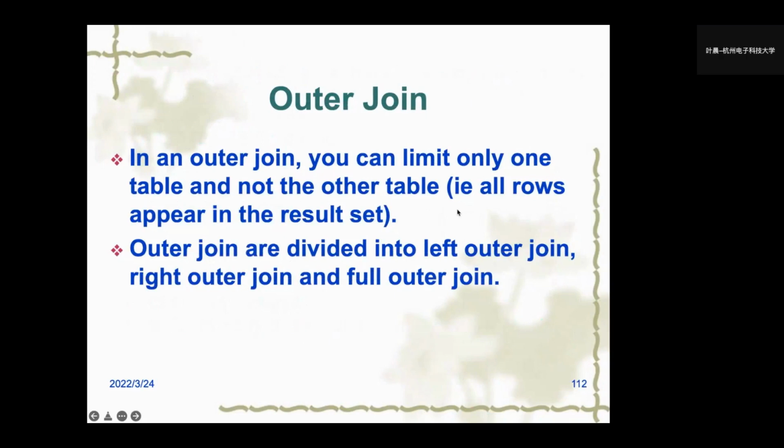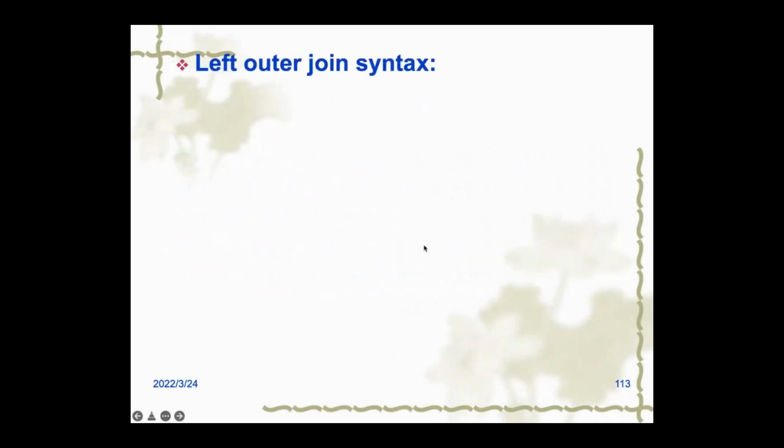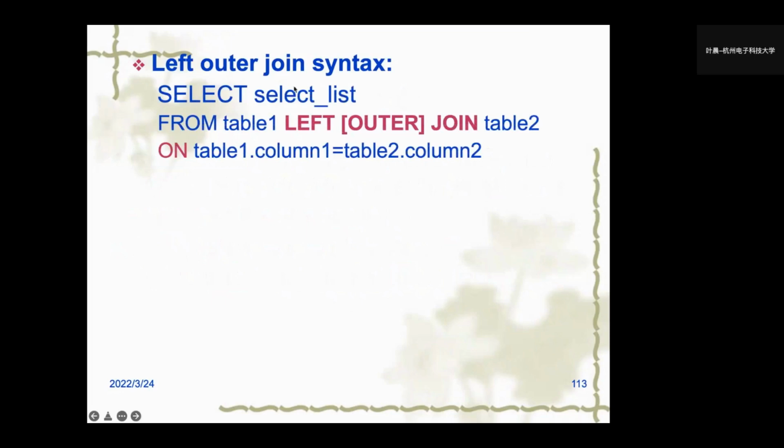And for the outer join, in the outer join, you can limit it to only one table and not the other table. It means all the rows appear in the result. And the outer joins are divided into left outer join, right outer join, and full outer join. And the left outer join semantics here is: select list from table 1 left outer join table 2 on table 1 dot column 1 is equal to table 2 dot column 2.